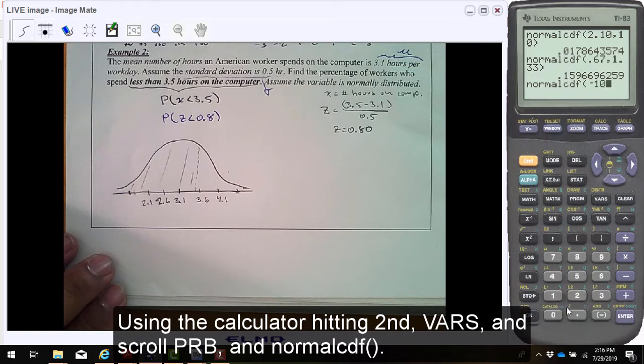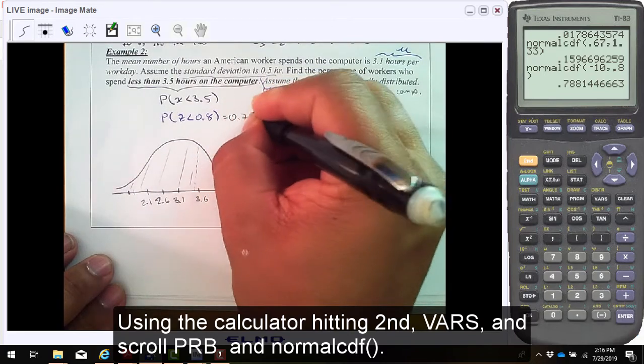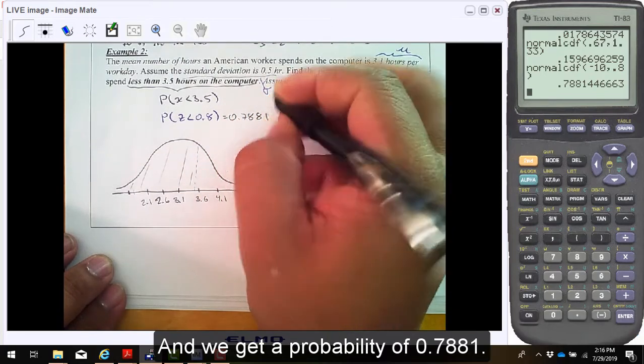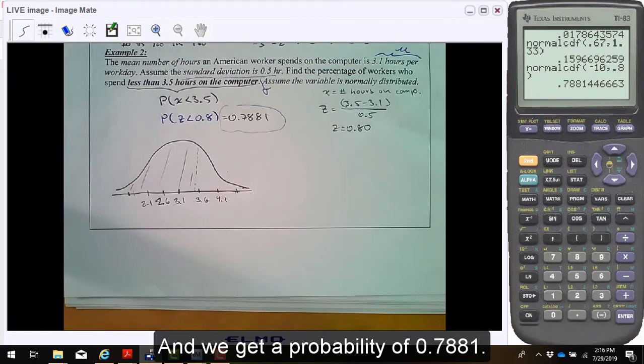Using the calculator, hitting second vars and scroll PRB and normalcdf. And we get a probability of 0.7881.